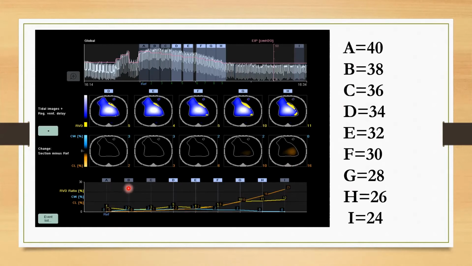Another way that you can get information is looking at the FRC representation underneath. At A, B, and C, we see that we're holding the line here. But once we hit D, we start seeing this downward trajectory here. So the optimal PEEP would be somewhere between 40 and 36.